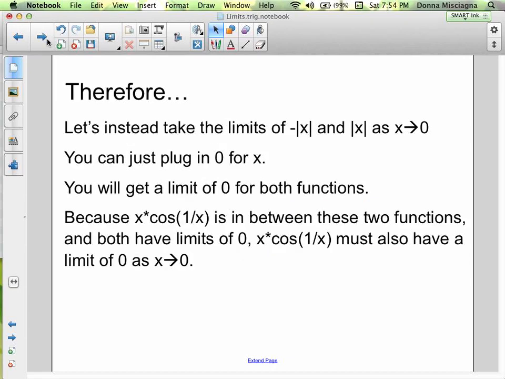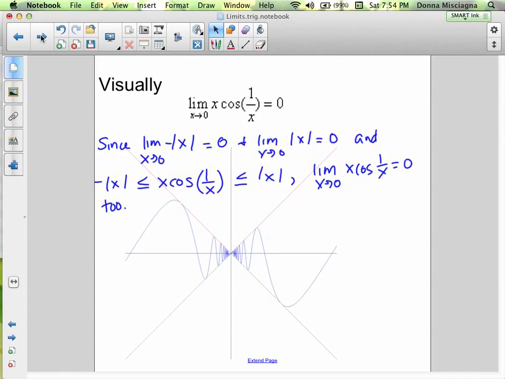Right? So you can plug in 0 for x, right? Because x times cosine 1 over x is in between the two functions, is in between -x and positive x. And both of these functions have a limit of 0. x cosine 1 over x must have a limit of 0 as well as x goes to 0. Let's take a look at this visually as well as see this all written out.